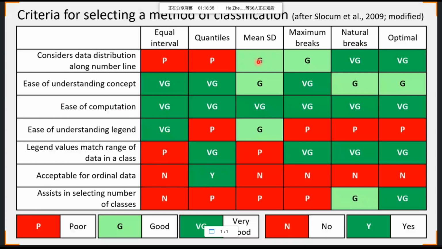And the first 2, equal interval and quantile, they are poor when it's about the distribution along the number line, so if it's considered or not. These 2 methods, they are blind for the number line. They do not know what's going on along the number line. It's better with mean standard deviation and maximum breaks, and it's best with natural breaks and optimal. And this is, of course, one of the most important criteria.